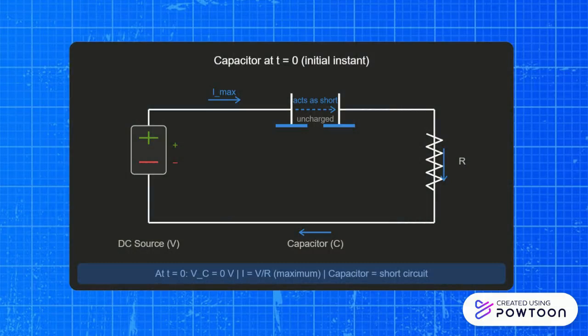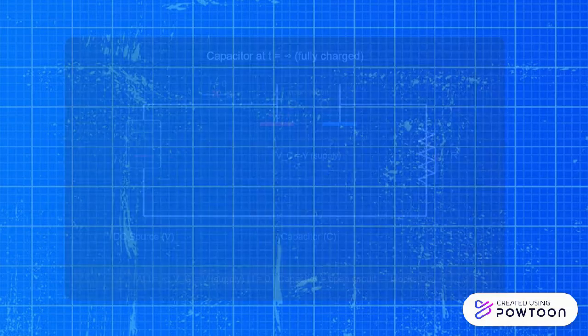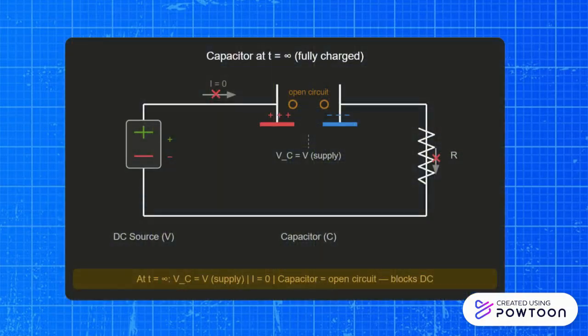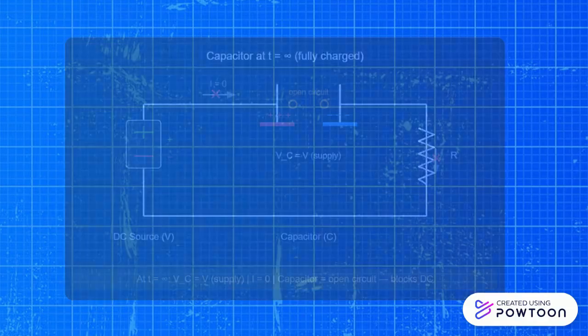At the instant the circuit is connected, the capacitor is initially uncharged and behaves like a short circuit, allowing maximum current to flow. As charge on the plates accumulates, the voltage across the capacitor increases, and the current in the circuit decreases. After a long time, the capacitor becomes fully charged to the supply voltage. At this point, it behaves like an open circuit, meaning no steady-state DC current flows through the capacitor. Therefore, a capacitor blocks DC after it is fully charged.